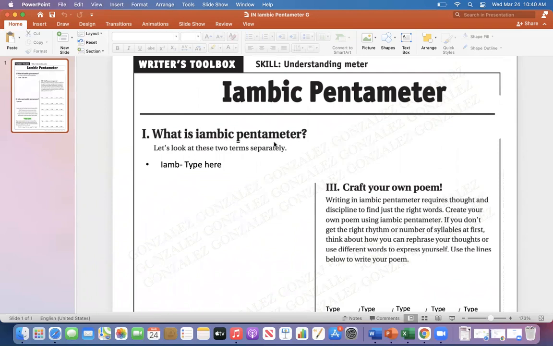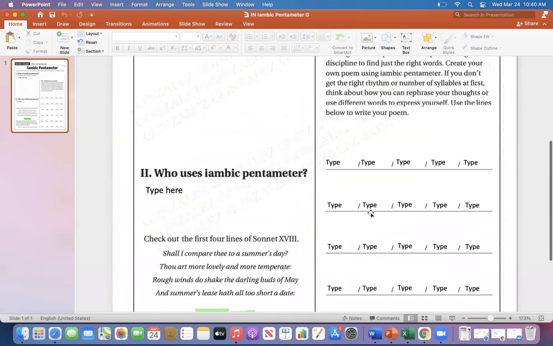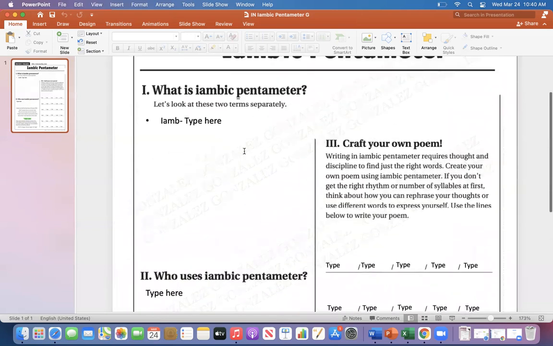So let's go ahead and get started. Iambic pentameter is the way that Shakespeare wrote most of Romeo and Juliet. And basically why I'm showing this is because rhythm or meter is an important element of poetry. And we're going to go through all of this, and I want you to practice writing your own iambic pentameter, which is this part that you'll be doing on your own today. So let's go ahead and take our notes.